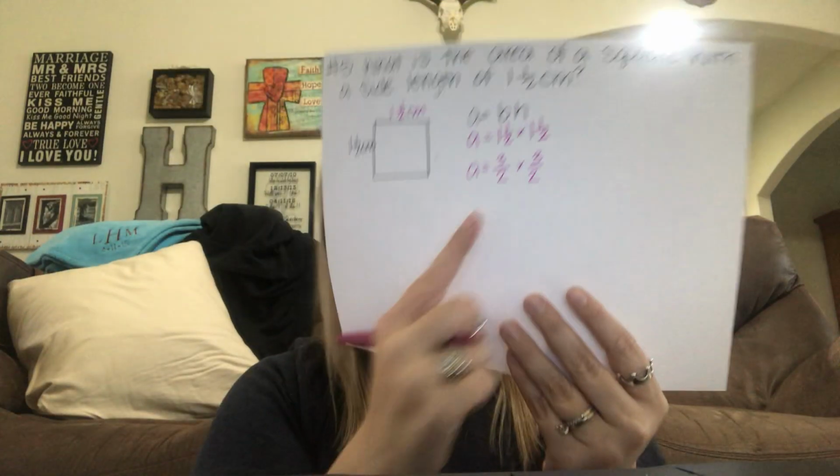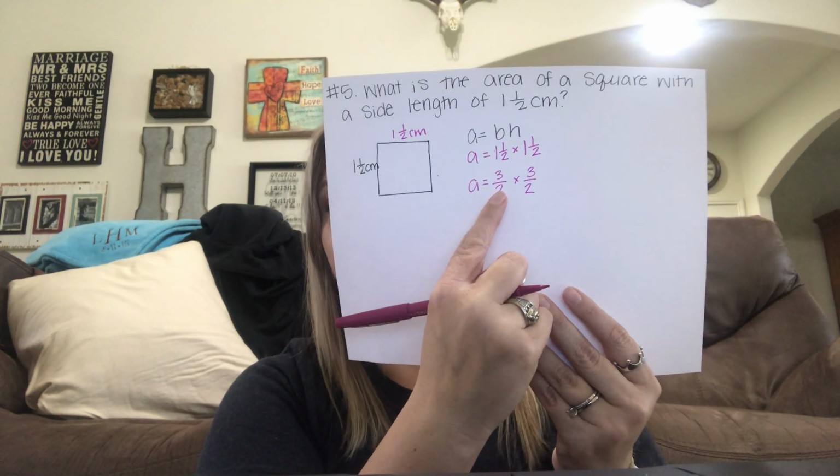Now that means the same thing for our height is 3/2. Once you've written it out this way, we multiply fractions straight across. So I'm going to multiply 3 times 3, which is 9, and then multiply 2 times 2, which is 4. So our new fraction is 9/4.